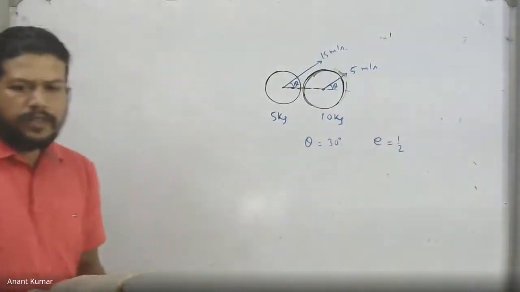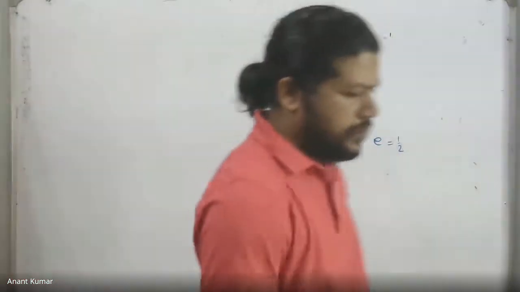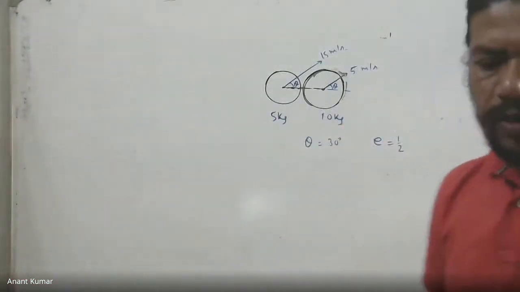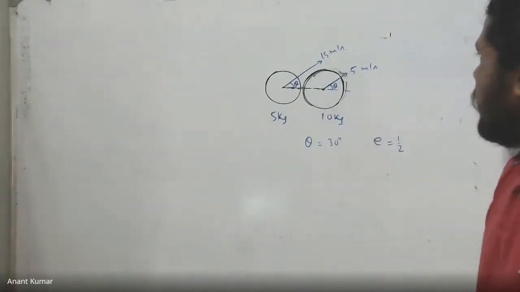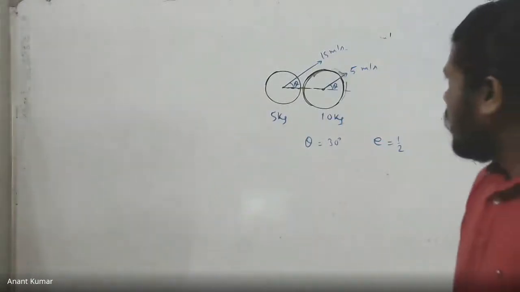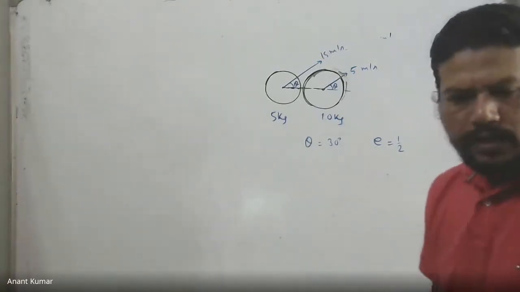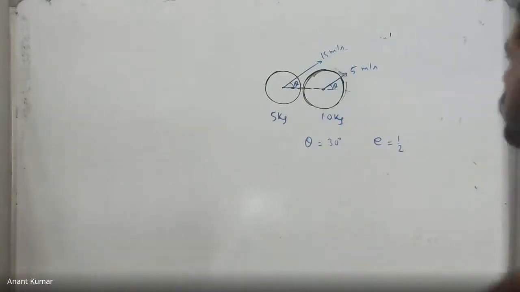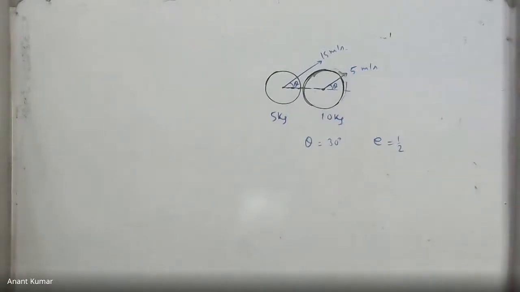Yes, we have in this case two spheres. They are moving. One of them is 5 kg, the other is 10 kg. The 5 kg sphere is moving with a speed of 15 meter per second, and the 10 kg with a speed of 5 meter per second, and they're both moving at the time of impact in directions which are parallel, and that form an angle of 30 degrees with respect to the line joining the centers.